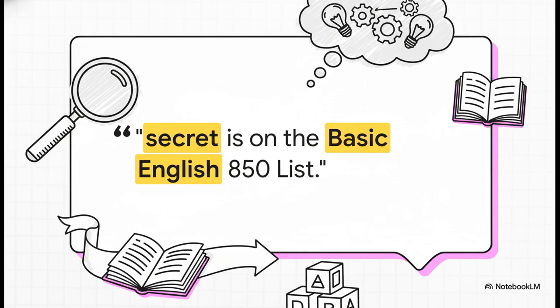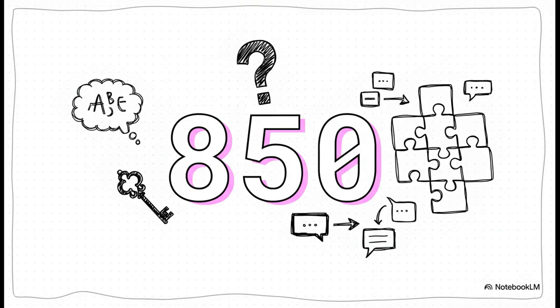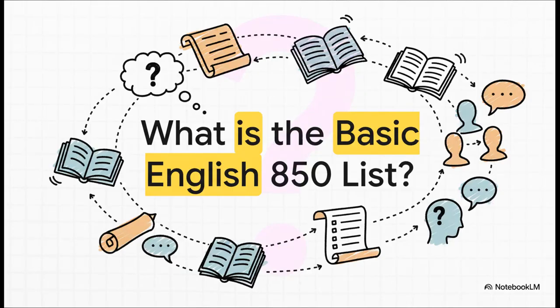This is where our simple little search suddenly turned into a real deep dive. So let's just focus on that number for a second. 850. It's not a page number or some random fact. This number is the key to this entire puzzle. Which, of course, leads us to the big question, the one we're all asking now. What exactly is the basic English 850 list?